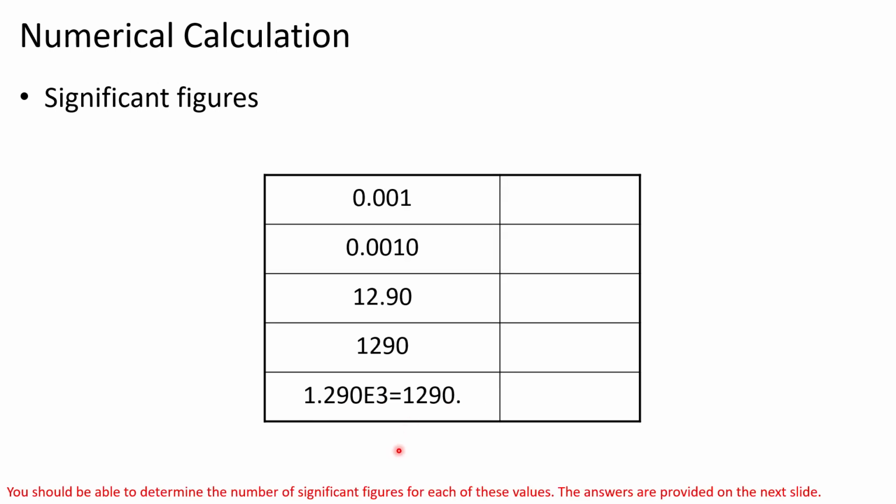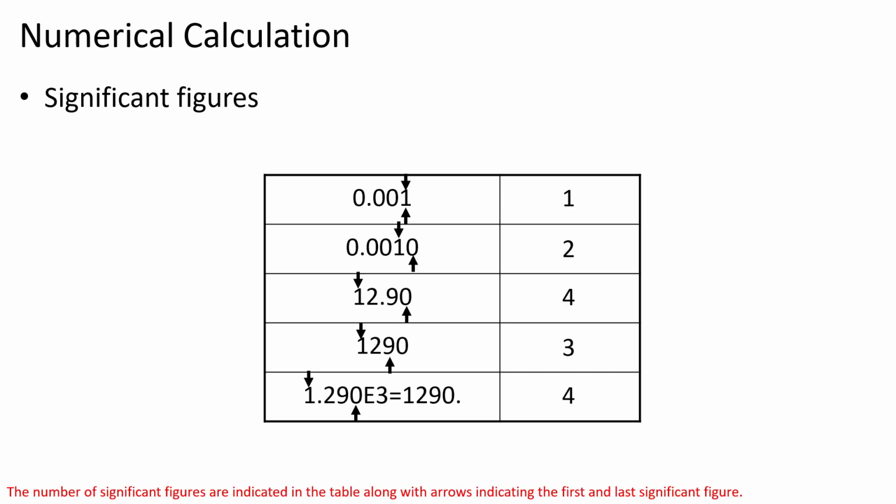You should be able to determine the number of significant figures for each of these values. The answers are provided on the next slide. Press S to pause if you want to do the work before proceeding. Then press S again to restart. The number of significant figures are indicated in the table along with arrows indicating the first and last significant figure. Once again, press S to pause to look at this table, and then press S again to start.